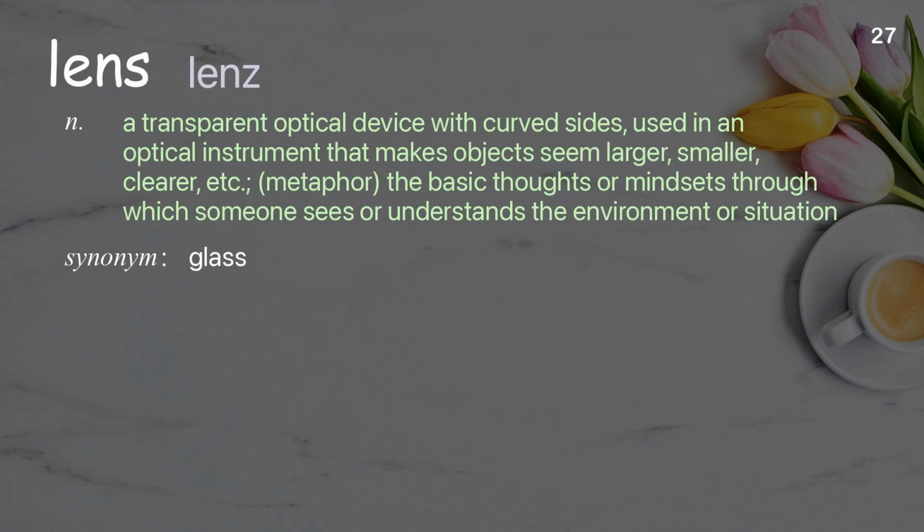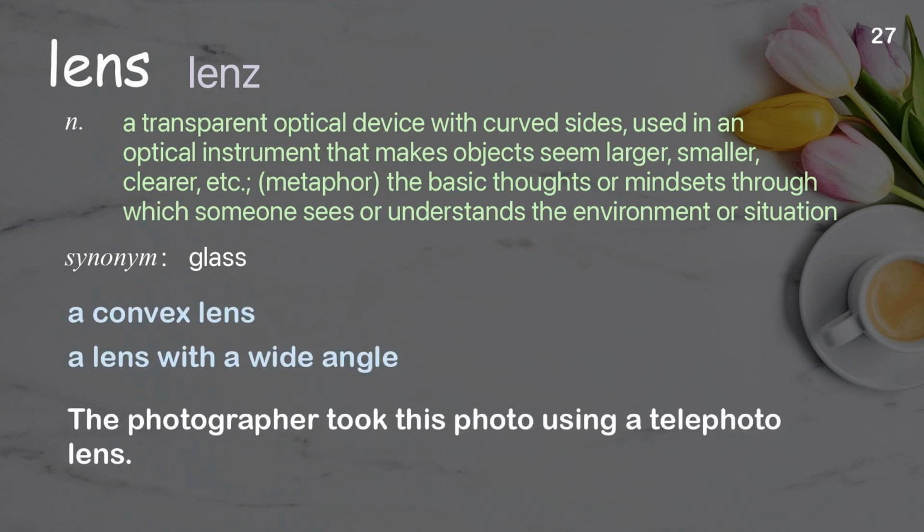Lens. A transparent optical device with curved sides, used in an optical instrument that makes objects seem larger, smaller, clearer, etc. Metaphor: the basic thoughts or mindsets through which someone sees or understands the environment or situation. Examples: A convex lens, a lens with a wide angle. The photographer took this photo using a telephoto lens.